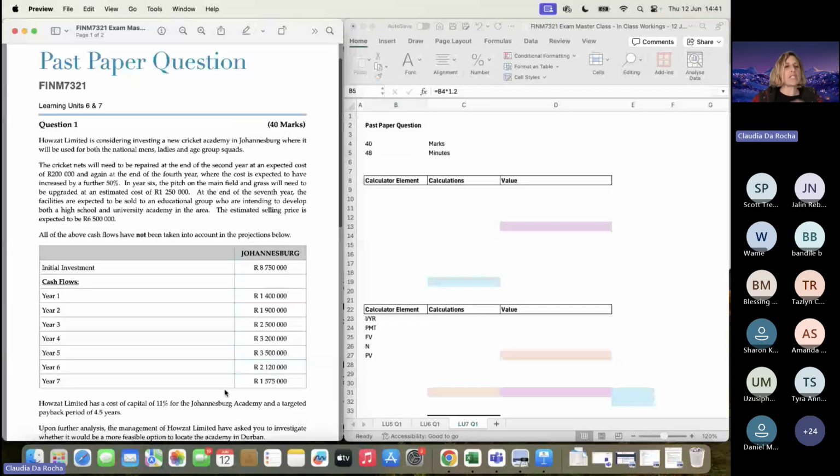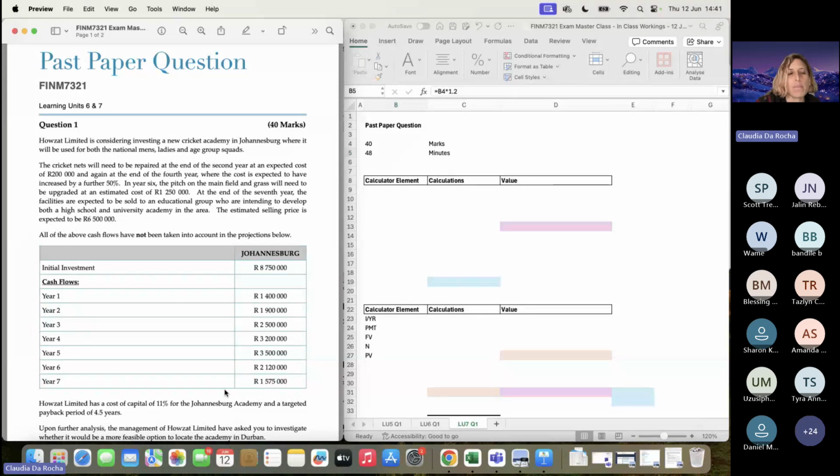It says, Housing Limited is considering investing in a new cricket academy in Johannesburg, where it will be used for both the national men's, ladies, and age group squads. The cricket nets will need to be repaired at the end of the second year at an expected cost of 200,000, and again at the end of the fourth year, with the cost expected to have increased by a further 50%. In year 6, the pitch on the main field and grass will need to be upgraded at an estimated cost of 1.25 million. And at the end of the 7th year, the facilities are expected to be sold to an educational group who are intending to develop both a high school and university academy in the area. And the estimated selling price is expected to be 6.5 million.